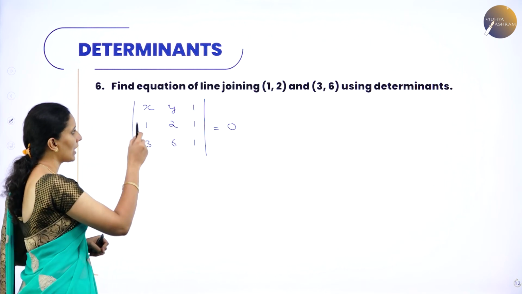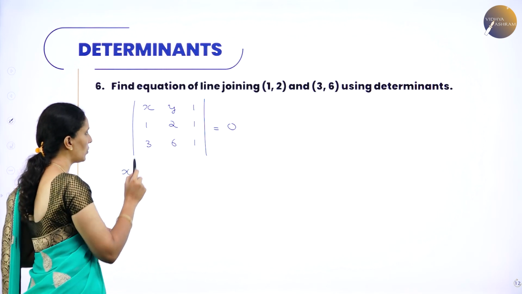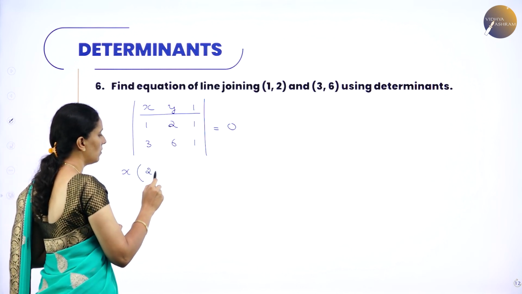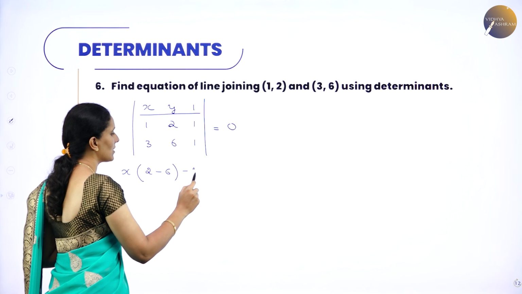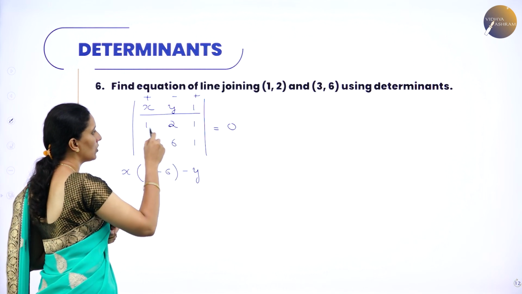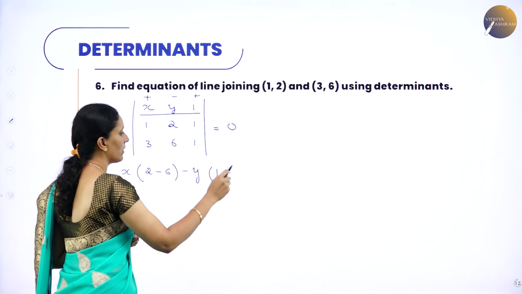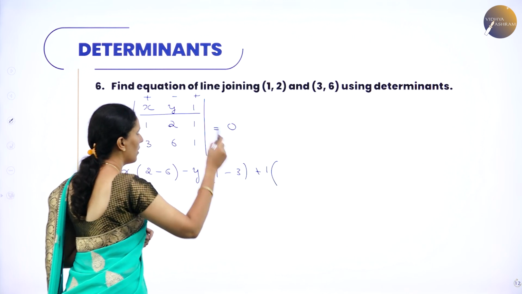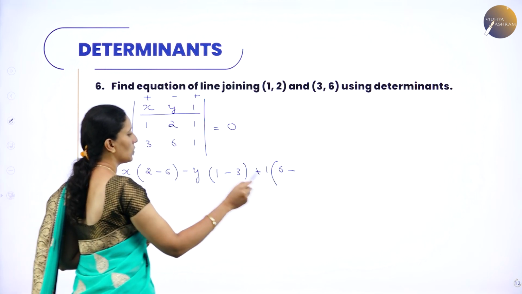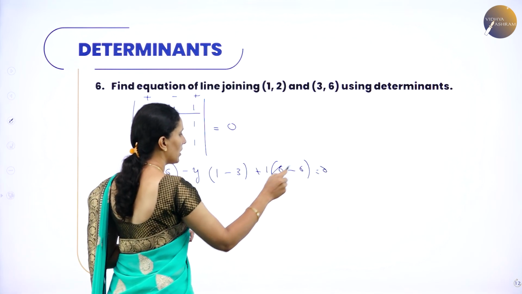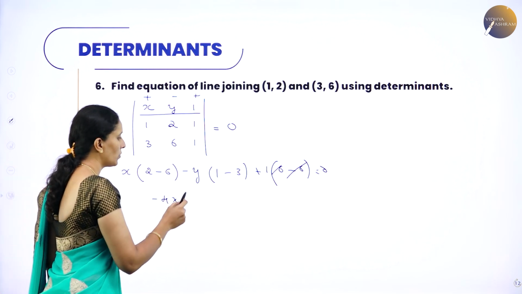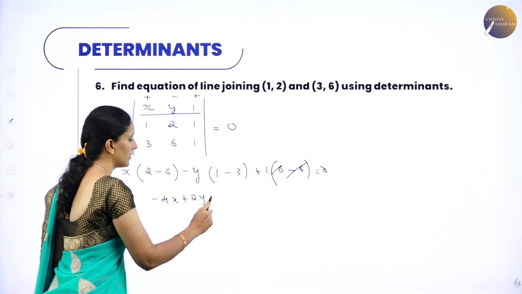So now here we can clearly expand. I am expanding with the help of the first row: x into 2 times 1 is 2 minus 6. Next, minus y, because this is plus minus plus. Minus y means delete the column, delete the row: 1 times 1 is 1 minus 3 times 1 is 3. The last one is 1, delete row, delete column: 1 times 6 is 6 minus 3 times 2 is 6, is equal to 0. So here this becomes 0. Now here we have minus 4x minus 2 minus y becomes plus 2y is equal to 0.